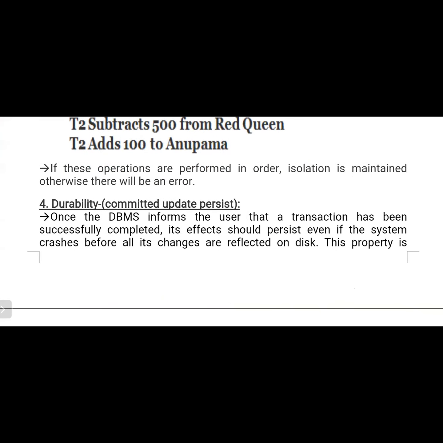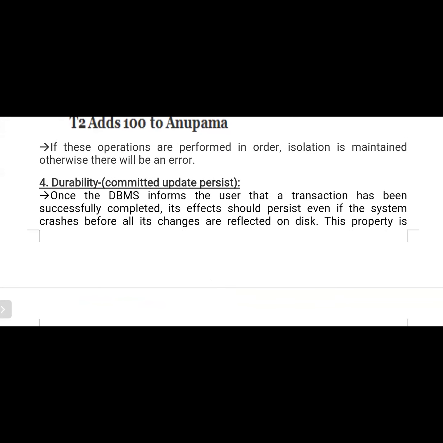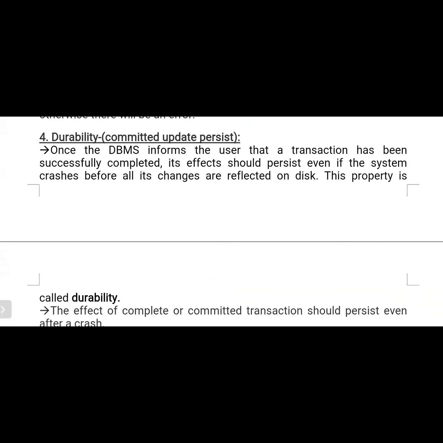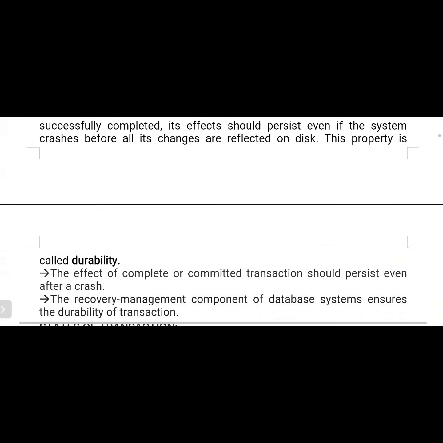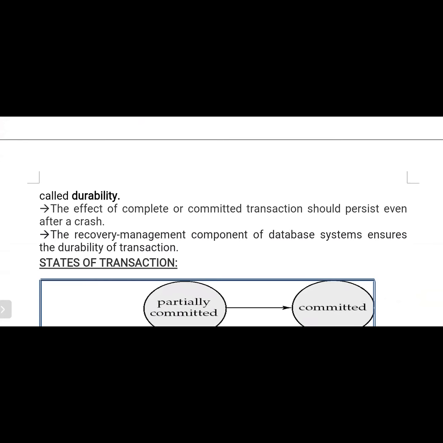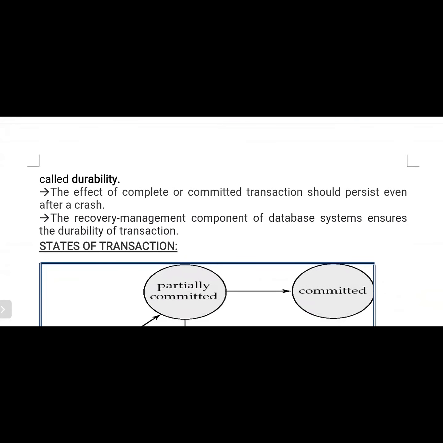And the last one is durability. Once the DBMS informs the user that the transaction has been successfully completed, it is written to the disk. Its effects should persist even if the system crashes before all its changes are reflected onto the disk. This property is called durability. The effect of completed or committed transactions should persist even after a crash. The recovery management component of the database system ensures the durability of transactions.